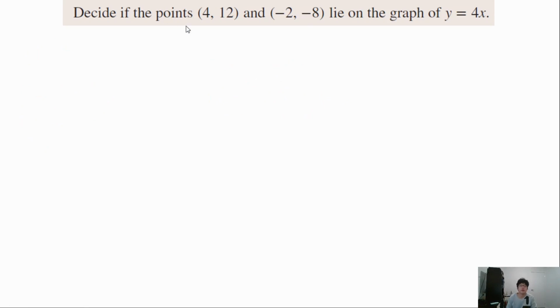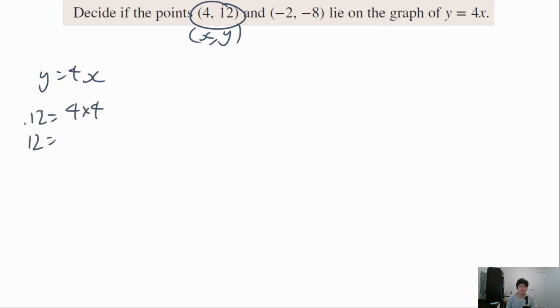Alright, so the first point, we're going to substitute this in again. So 12 is the y and 4 is the x. So let's substitute that in. I'll just write the equation out again. y equals 4x. 12 equals 4 times 4. That's what it's saying. If you work that out, 12, there's nothing else we can do to that. 4 times 4 is 16, and that is false. So that means the point (4, 12) does not lie on the line. On Edpuzzle, just write false, please.